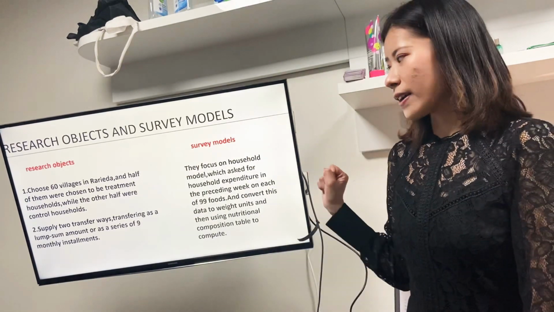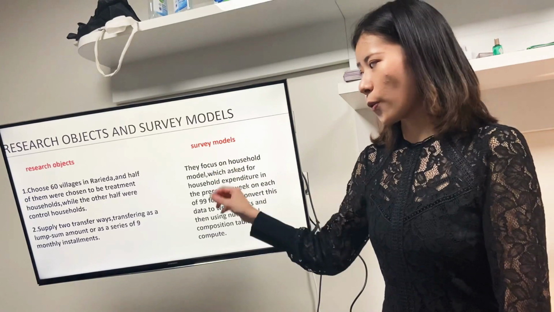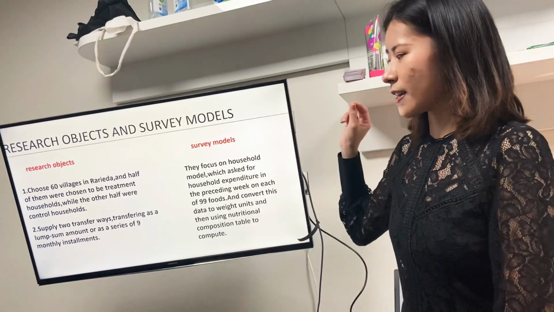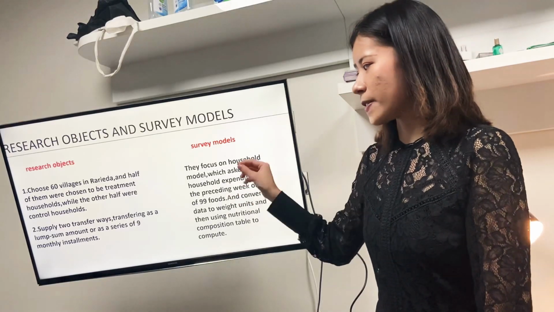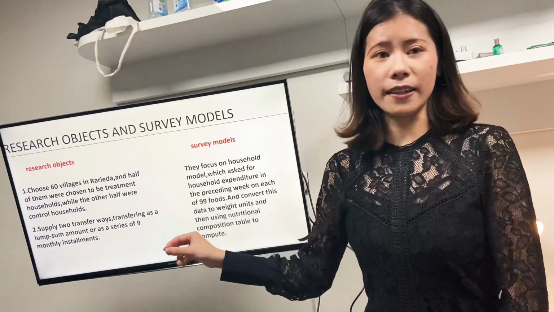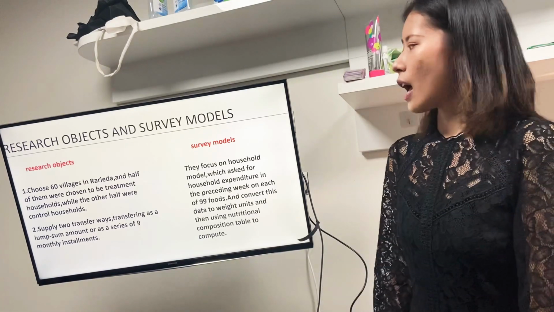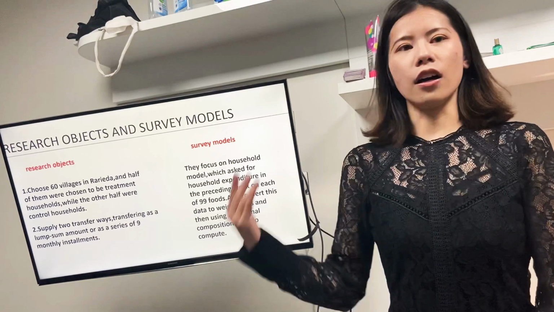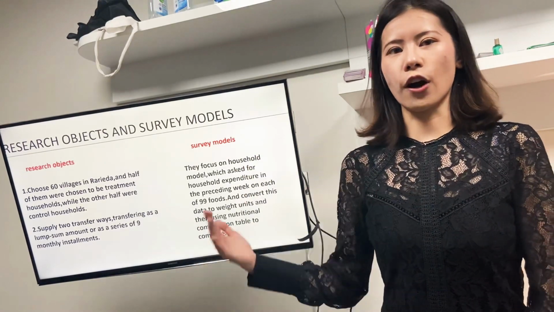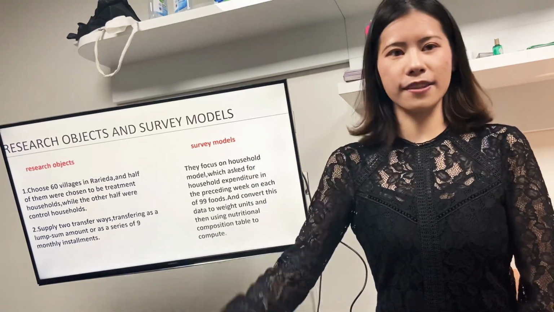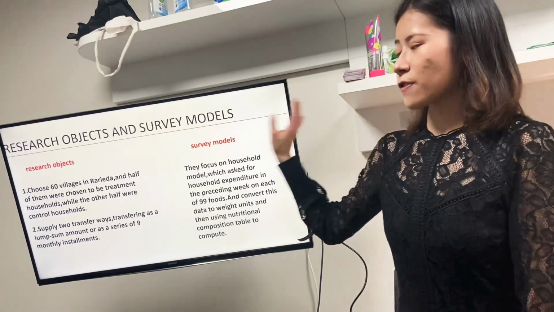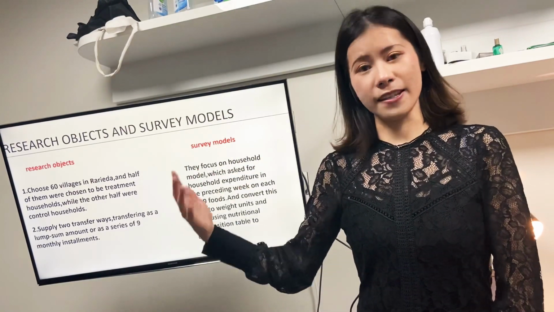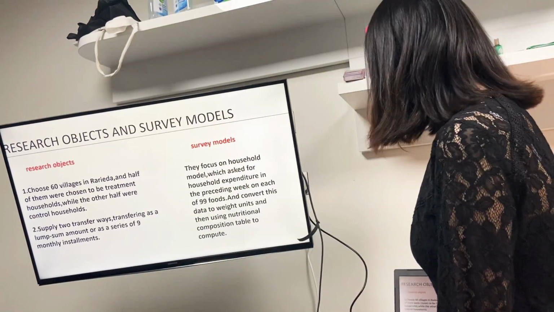There are 2 transfer ways. One is transferring as a lump sum amount, and another is transferring as a series of 9 monthly installments. They also use household survey models, which focused on the expenditure of the 99 foods. Based on this, the experiment began, and I will show you the analysis.